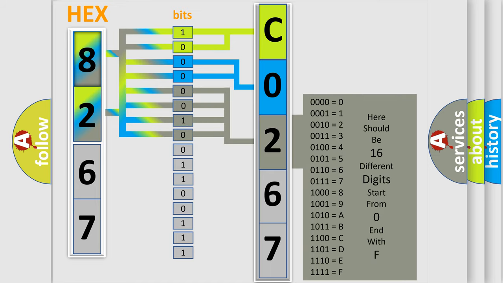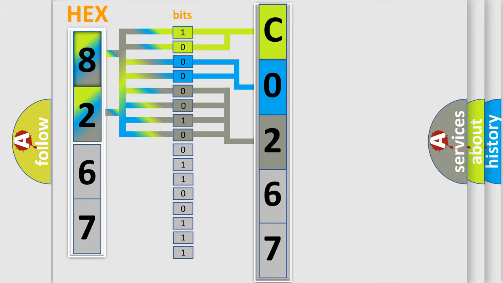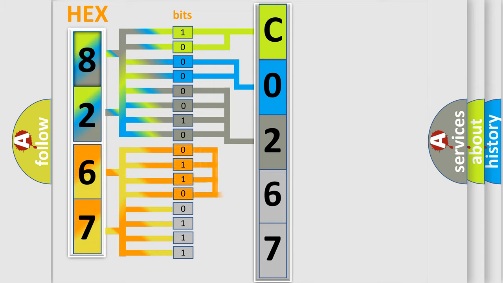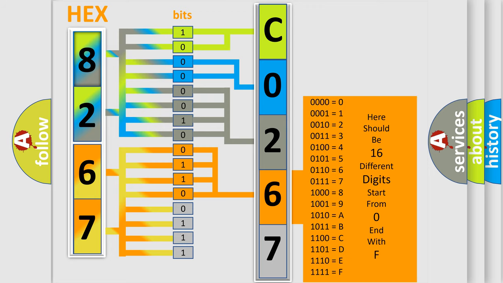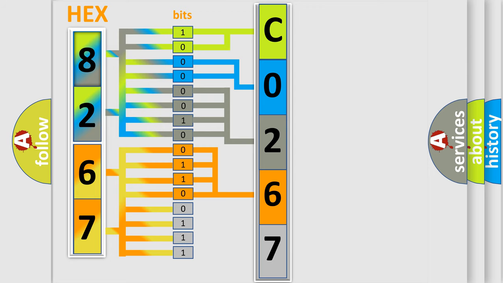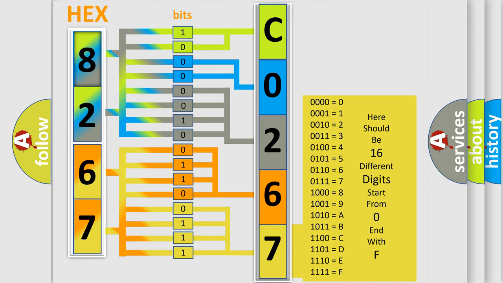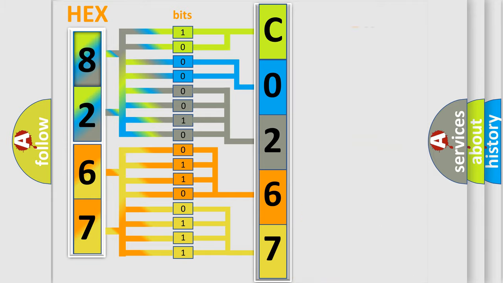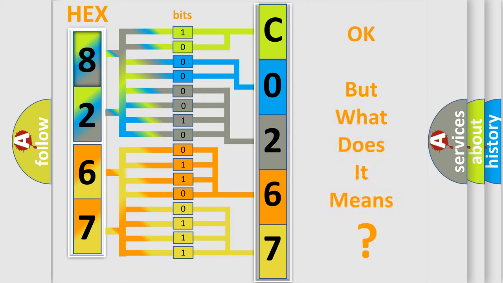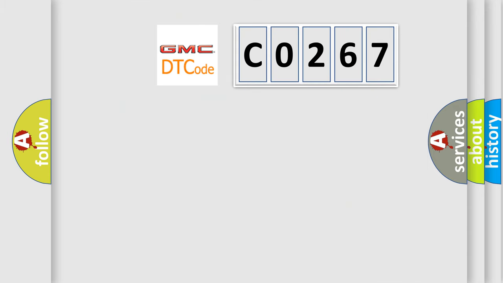The second byte is composed of a combination of 8 bits. The first 4 bits determine the fourth character of the code, and the combination of the last 4 bits defines the fifth character. A single byte conceals 256 possible combinations. We now know in what way the diagnostic tool translates the received information into a more comprehensible format. The number itself does not make sense to us if we cannot assign information about what it actually expresses. So, what does the diagnostic trouble code C0267 specifically mean for GMC vehicles?